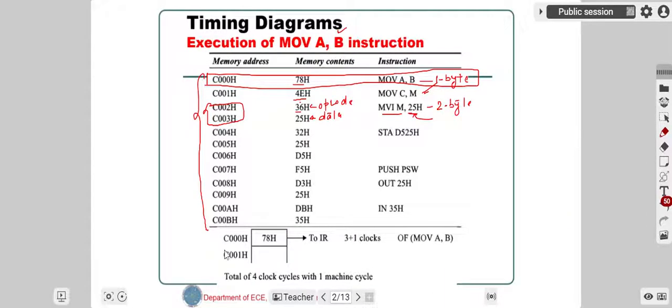Look at this. C000H 78H would be sent to the instruction register. The instruction would require 3 plus 1 clock cycle. This plus 1 means for execution and decoding. These 3 clock cycles would be required for fetching of the 78H from this memory location. Okay, and now the program counter will jump to the next memory locations.